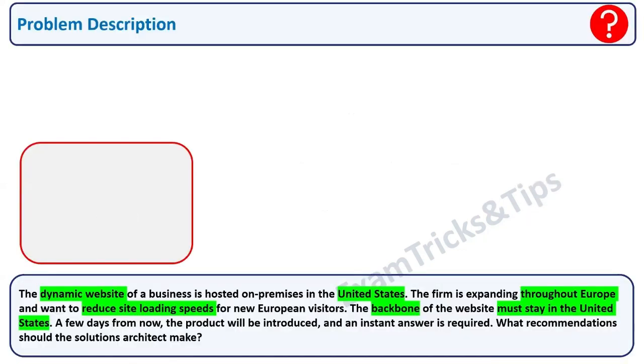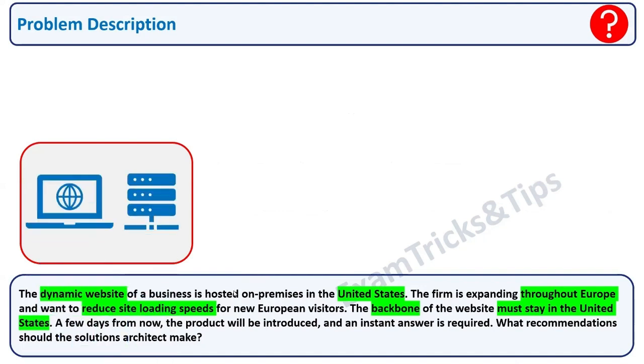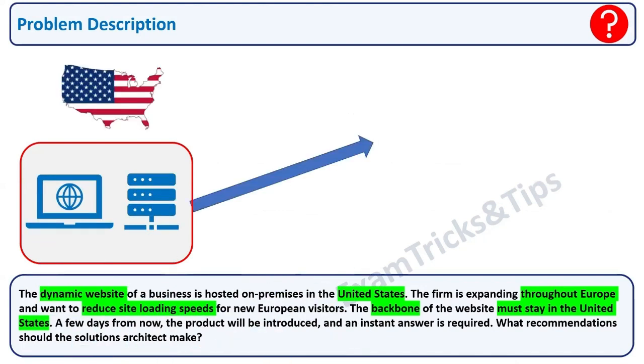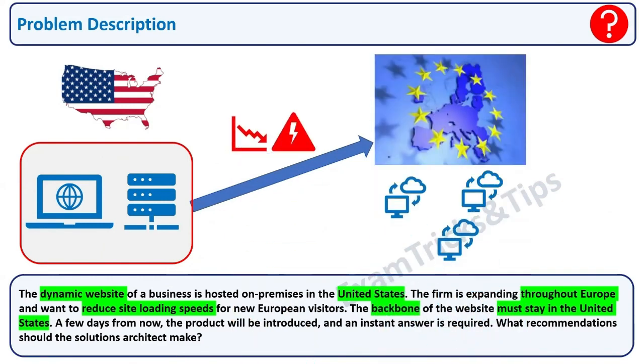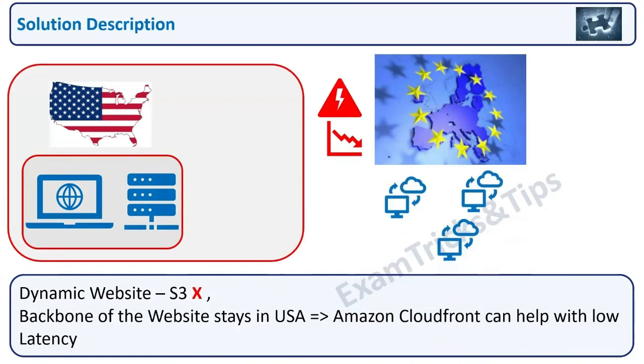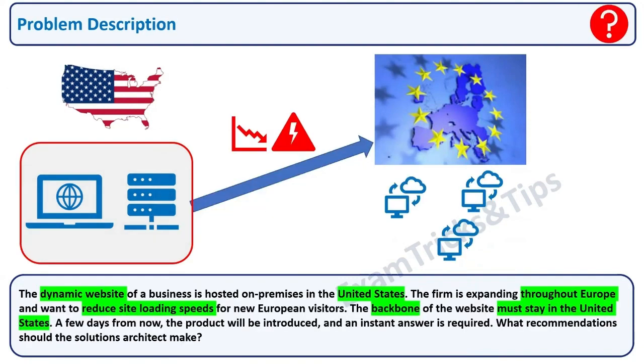So let's look at the problem description here. What we have here is a dynamic website, and it's on premises in the United States, but it is expanding throughout Europe. So we are going to have people logging into this particular website from Europe. So we have visitors logging onto this website from Europe, and we want good speed for them.